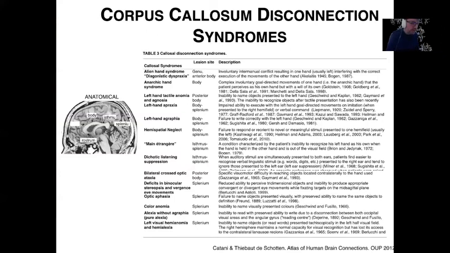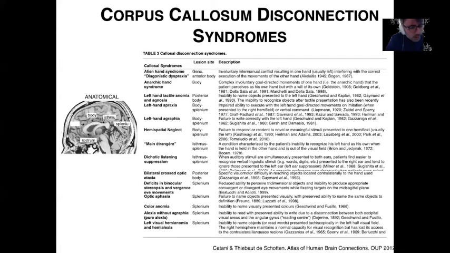If you disconnect a little more posteriorly in the body of the corpus callosum, you will be able to observe in some patients the anarchic hand syndrome, which is a complex involuntary goal-directed movement of one hand. So it's usually your left hand that is going to do what it wants, and you have no control over it, and that's why it's called anarchic hand syndrome.